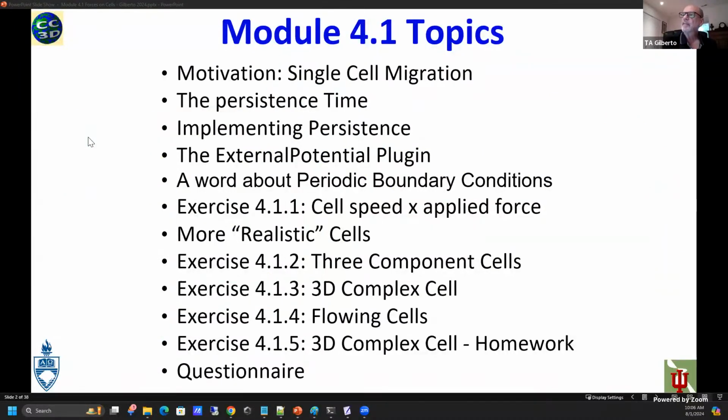In today's module we will cover this list of topics. The motivation for this lecture is single cell migration, persistent time, how to implement persistent time in migration, and the use of the external potential will be given through a series of 5 exercises that will be mostly coded during the presentation.